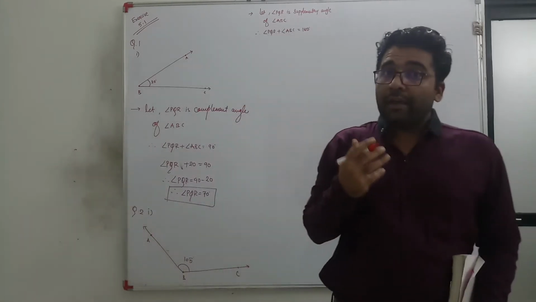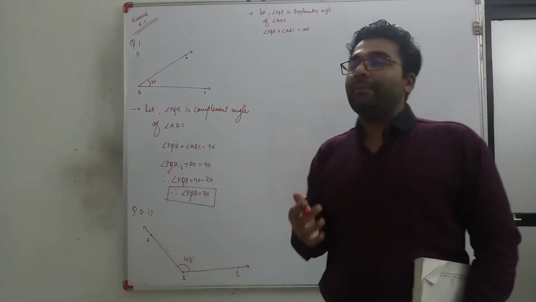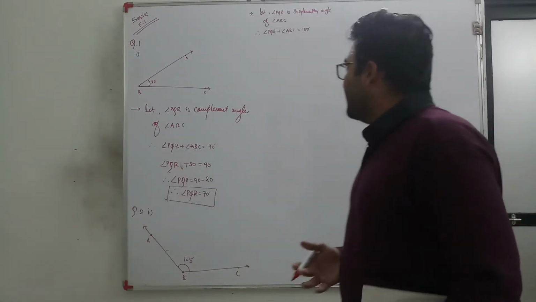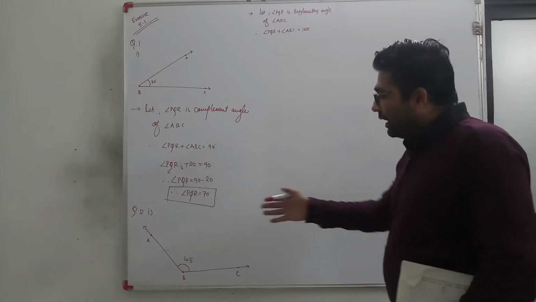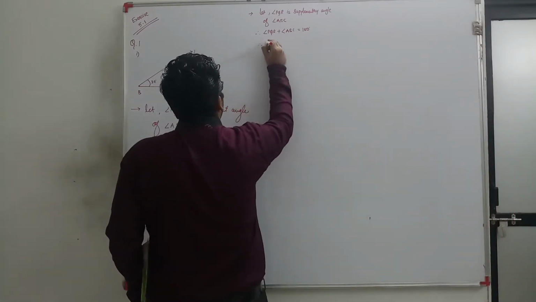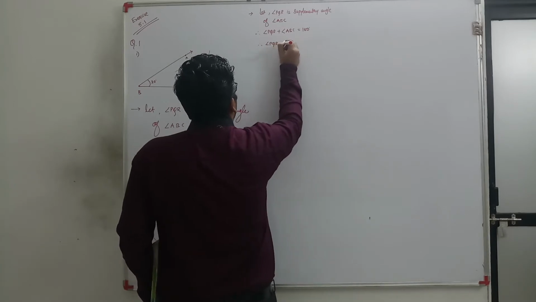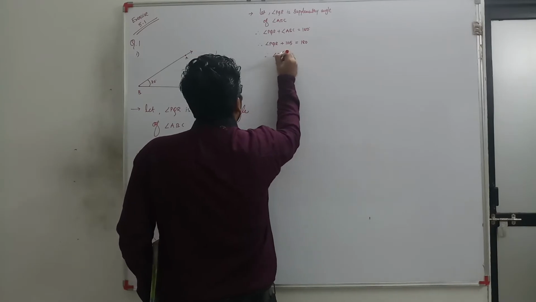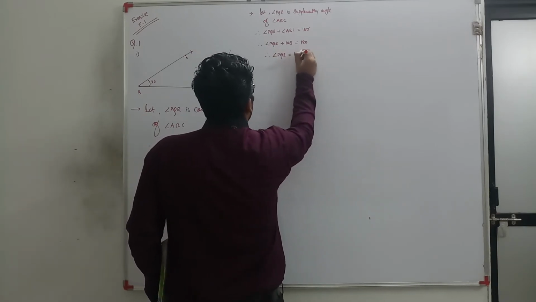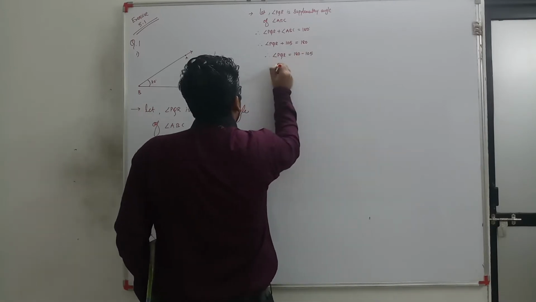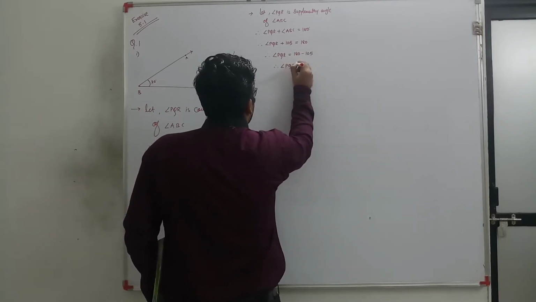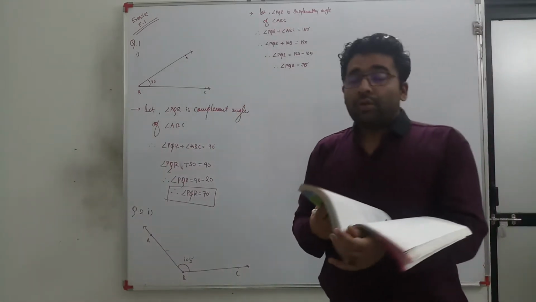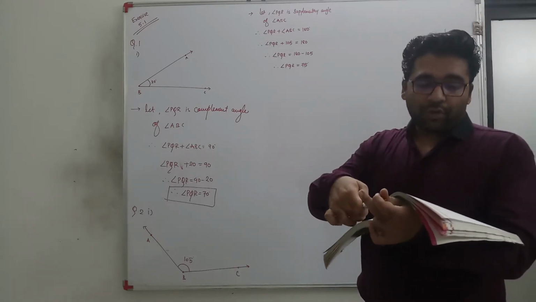Why? Because as I have already said, supplementary angles are those angles in which the sum of the two angles is equal to 180 degree. That's why the sum of these two angles is equal to 180 degree. Here angle ABC is 105. Therefore, angle PQR plus 105 is equal to 180. Therefore, angle PQR is equal to 180 minus 105. Therefore, angle PQR is equal to 75 degree. In all these questions you have to solve like this.